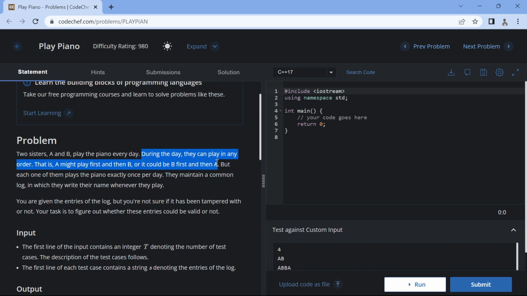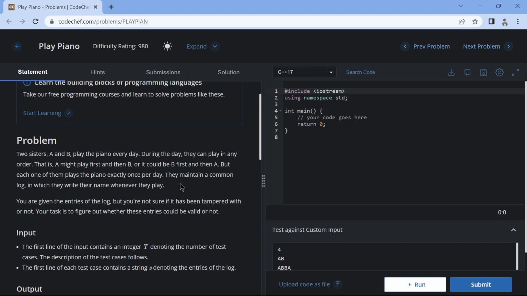During the day, they can play it in any order, so A might play first and then B, or B first and then A, but each one of them plays the piano exactly once per day. They maintain a common log, in which they write their name whenever they play. You're given an entry in the log, and you're not sure whether it has been tampered with or not.